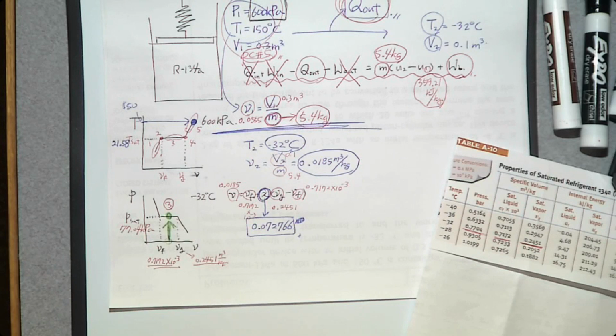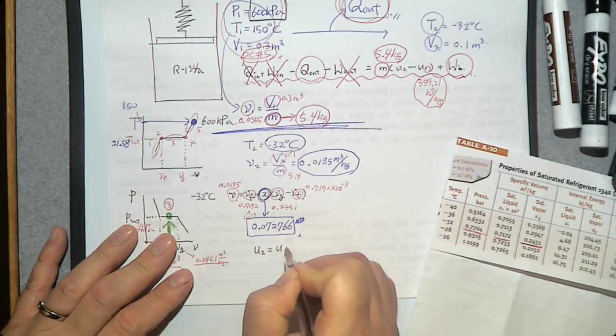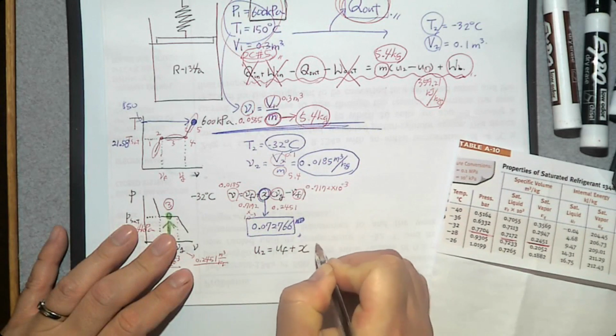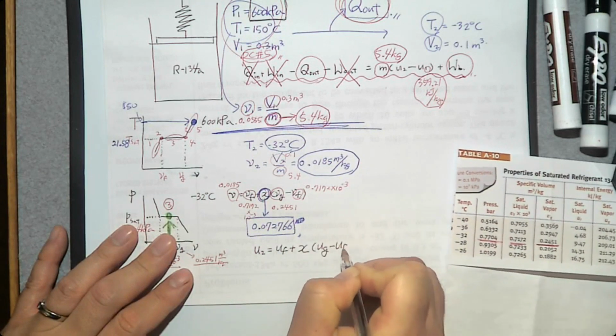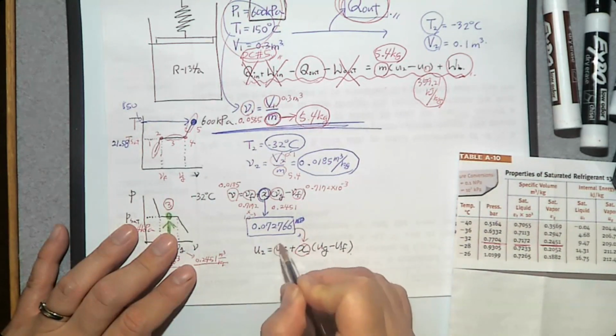Okay. So now we got quality X and everything. So how can you determine U2? Whenever you want to evaluate the property of a saturated mixture, always use linear interpolation. But this one only has V, so we can write another one for U. U2 is UF plus quality X times (UG minus UF). So here we know quality X. What about UF?